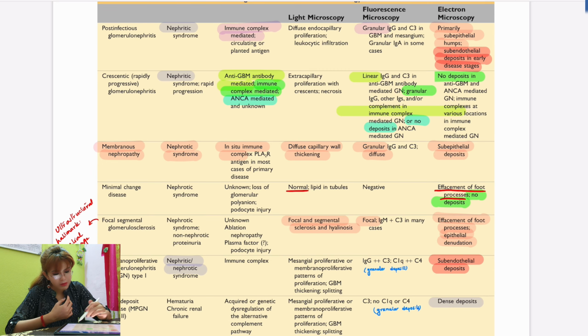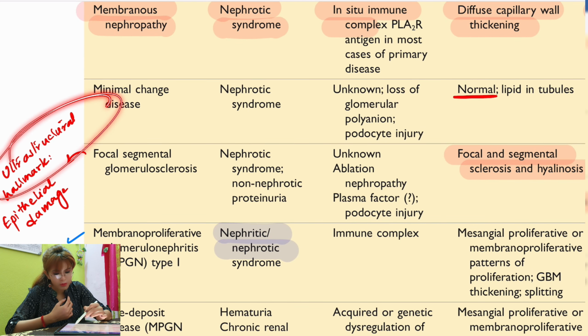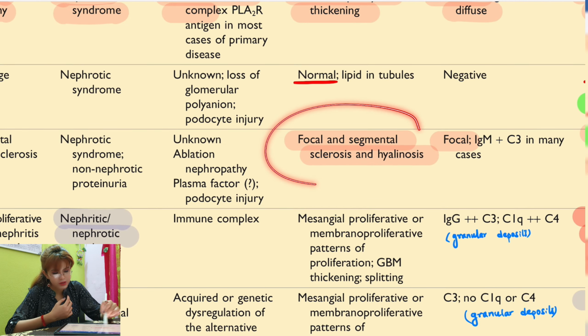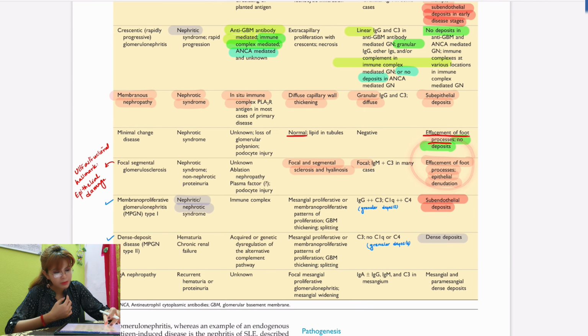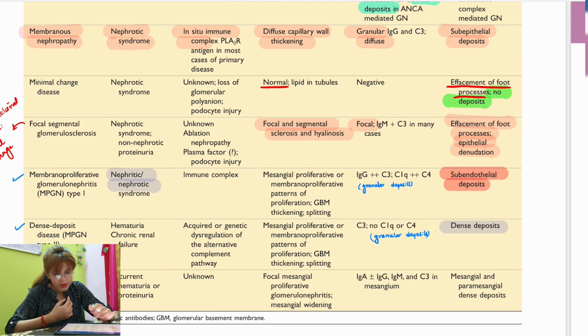Membranous we have already done, minimal change we have already done. In FSGS, the ultrastructural hallmark is the epithelial damage. There is focal and segmental sclerosis and hyalinosis. Effacement of foot processes and epithelial denudation is present here.